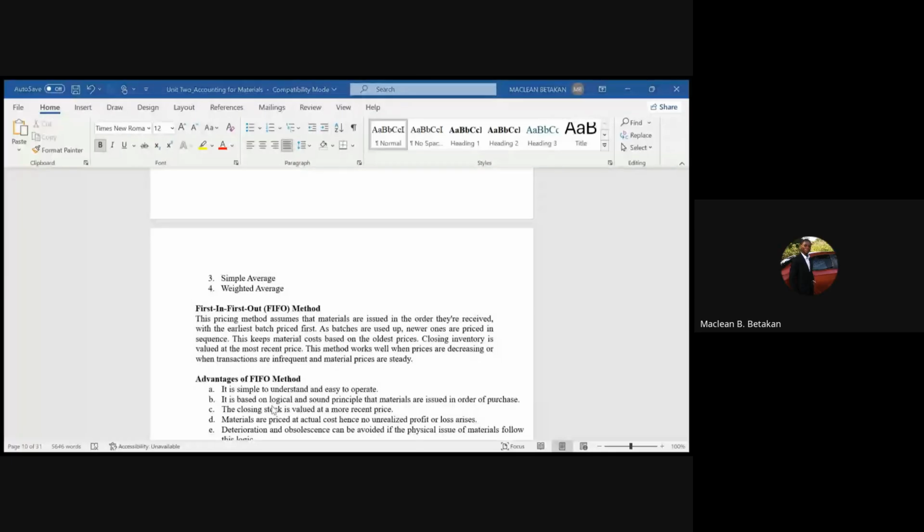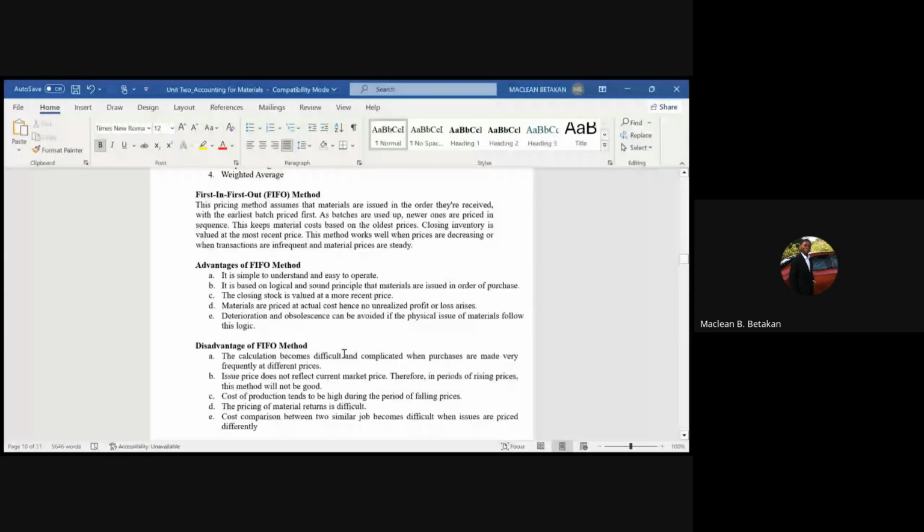Okay, yes. So first in, first out, as explained. The item that comes first will be the first to be sold, in that order. So if you buy 5 items and you are making the first sale, the first item you bought will have to go out before the second item. So this is the method you use. First in, first out.